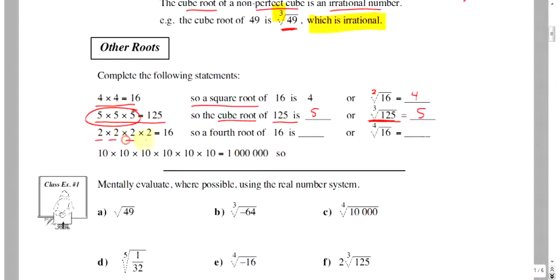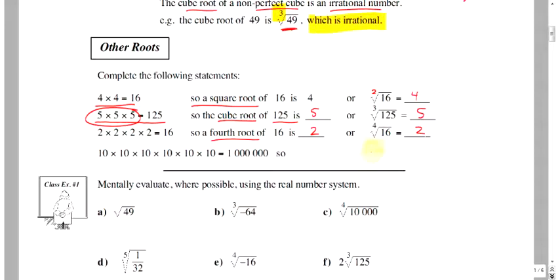2 times 2 times 2 times 2, there's 4 of them. That's 16. So the fourth root of 16 is 2. How do we write that? Fourth root of 16 is 2. There's a number multiplied by itself 4 times to equal this. That number is 2, okay?